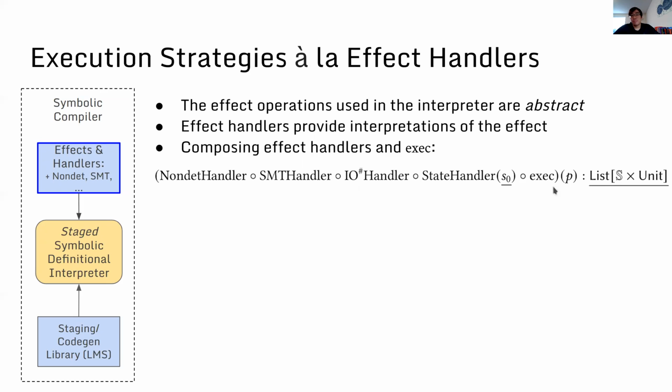Now, given a program P of our simple imperative language, by applying an execution function exec, which transforms a program to an effectful computation, and by composing and applying the handlers for those effects, overall we can obtain a second stage representation of the execution result, which is essentially a list of symbolic states including the path conditions of each path.